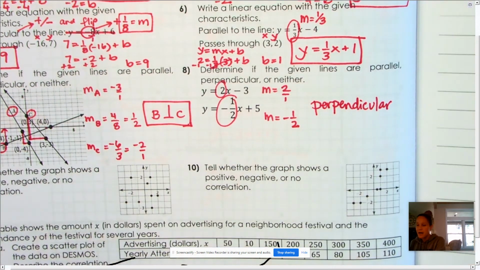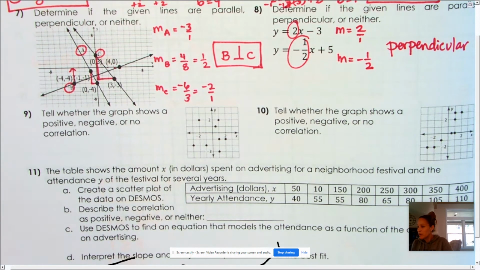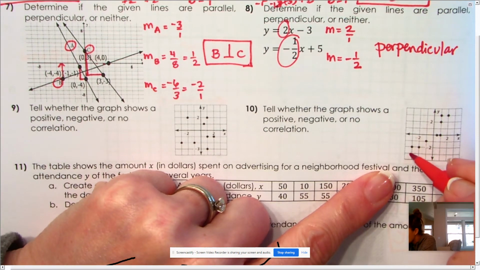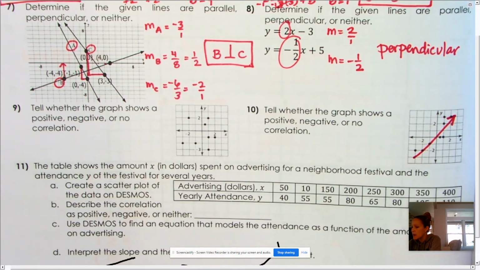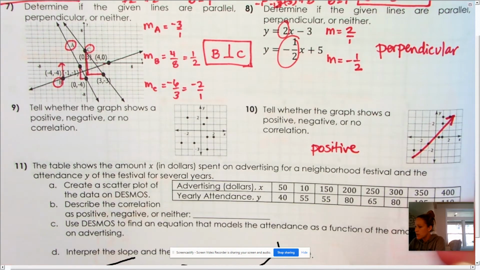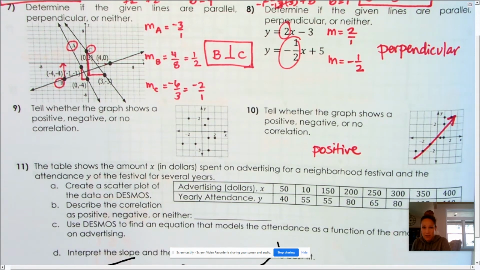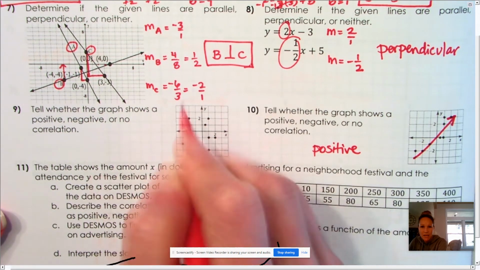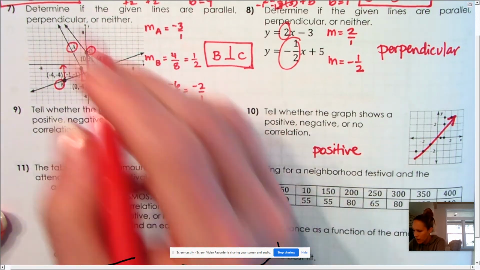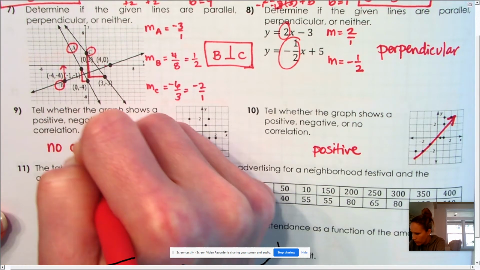Okay, question number 9. This is kind of a long assignment, you guys. Question number 9 says, tell whether the graph shows a positive, negative, or no correlation. Well, remember, if the dots show a pattern where the line is going up, we say that it is positive. If they showed a pattern where the dots were all going down, we would say that that was negative. But if the dots don't really show any pattern at all, they're just kind of scattered around, we would say that there is not really any correlation, so no correlation.